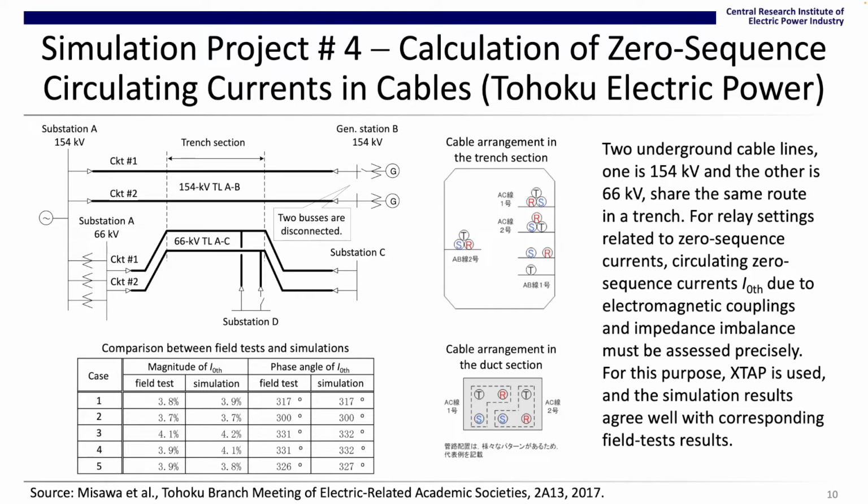For relay settings related to zero-sequence currents, circulating zero-sequence currents due to electromagnetic couplings and impedance imbalance must be assessed precisely. For this purpose, XTAP was used, and the simulation results were compared with corresponding field test results, as in the table on the left bottom corner, and a good agreement was found.